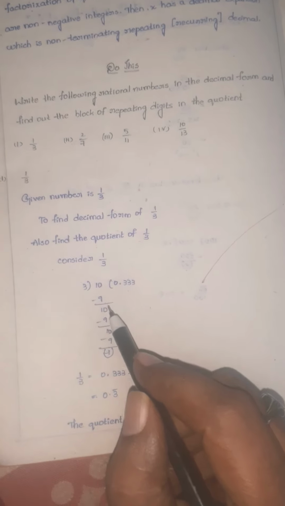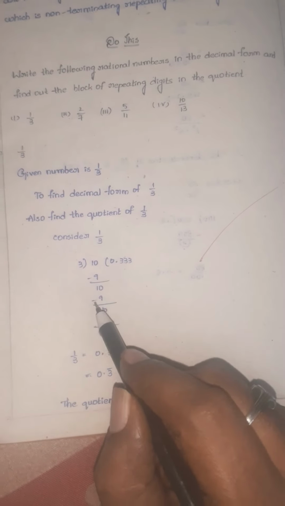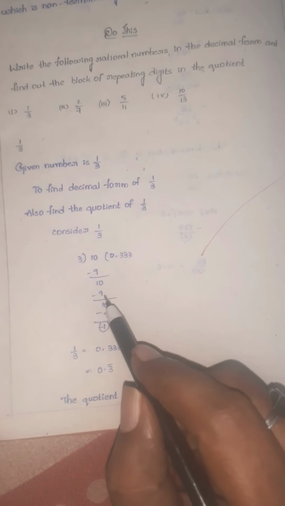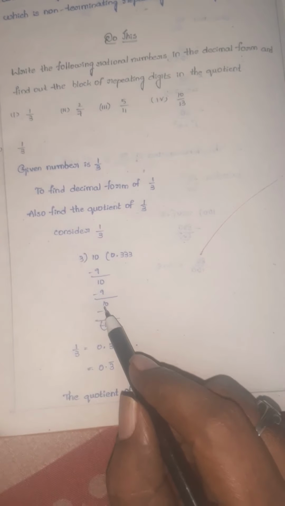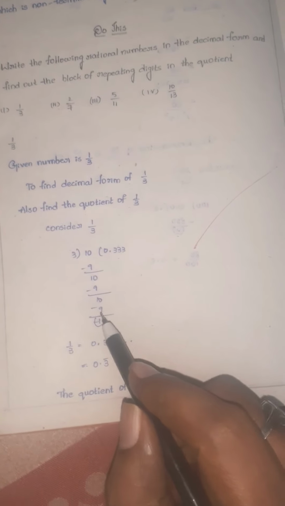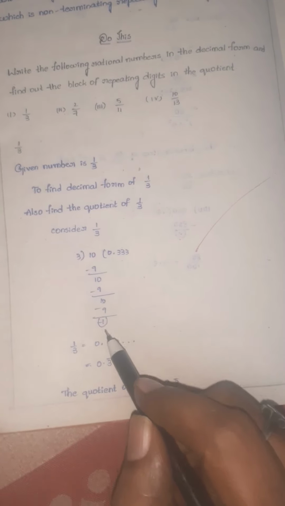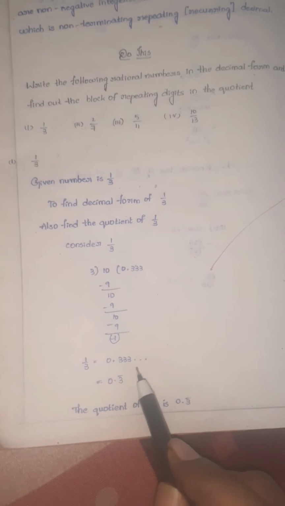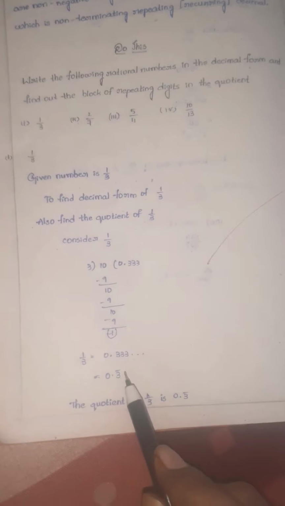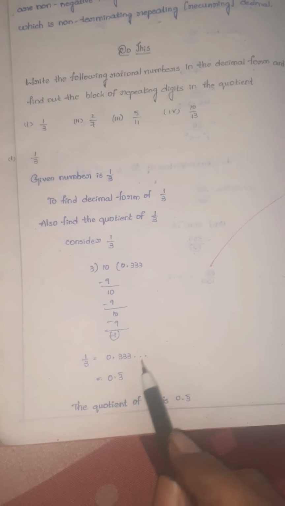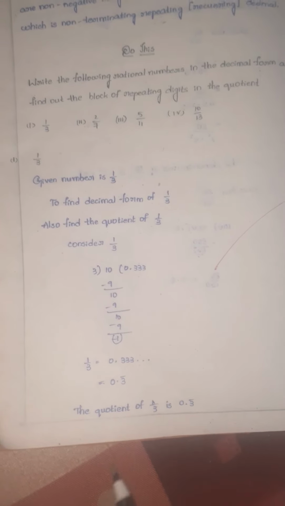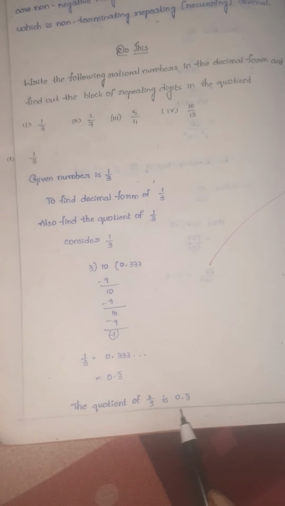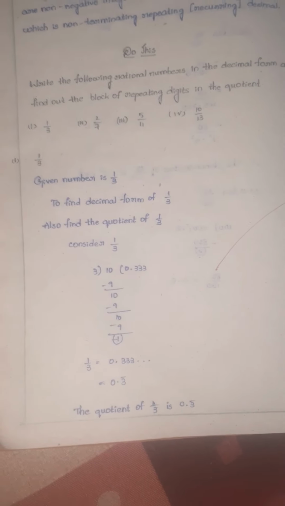So 10 means 3 3s are 9. Again the same 1 is repeating. So 0. Again 3 3s are 9. Again the remainder is 1 only. So I wrote 0. So 3 3s are 9. The same remainder is coming. So 1 by 3 is equal to 0.333 and so on. So the repeating value is how much here? 3. So 0.3 bar. So the quotient of 1 by 3 is 0.3 bar.